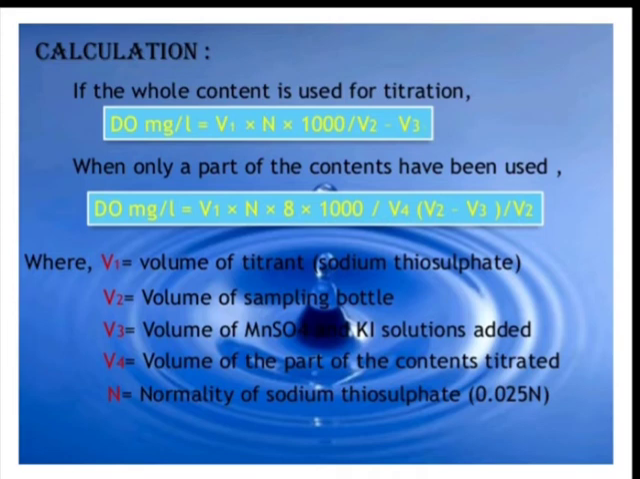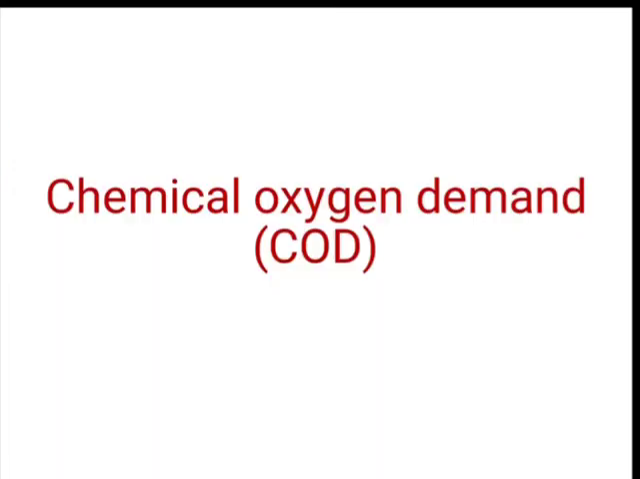So these are the formulas for calculation of the dissolved oxygen in milligrams per liter. By this way, by using Winkler's method, we can find out the dissolved oxygen in water bodies. Now we will see how the COD can be determined.